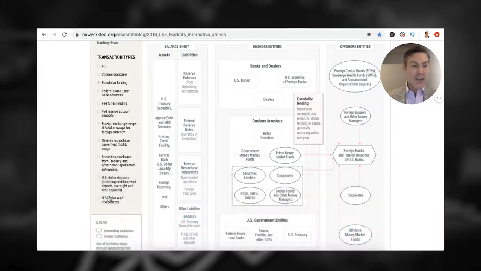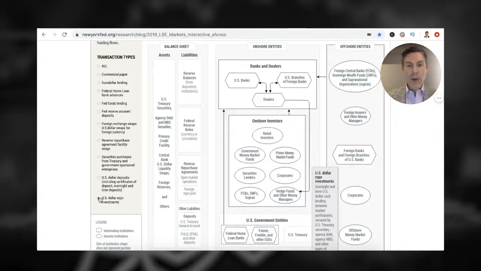Now we take it to the next step, which is the repo market. And for a lot of you sharp people, and all my viewers are sharp, but for the super sharp ones that noticed that last example of the dollar funding market, you're probably saying to yourself, that reminds me of the repo market. And you would be correct. The main dollar funding market.